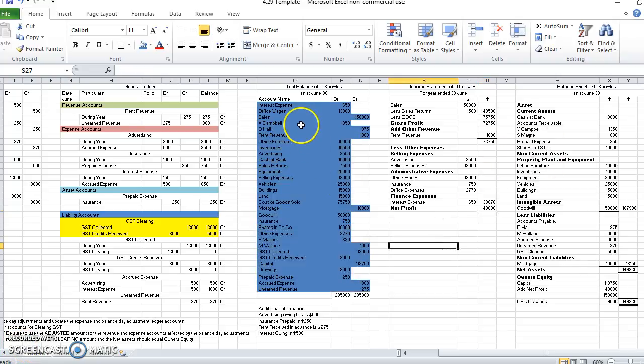So all we had to do was copy over all the accounts from the trial balance that hadn't been included yet into their asset, liability, and owner's equity area. A few things to note. For the names that don't tell you if the account is payable or receivable, you'll know whether they are from debit or credit. And the GST clearing number comes over instead of collected and received.